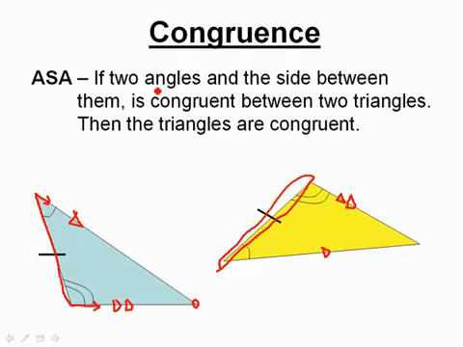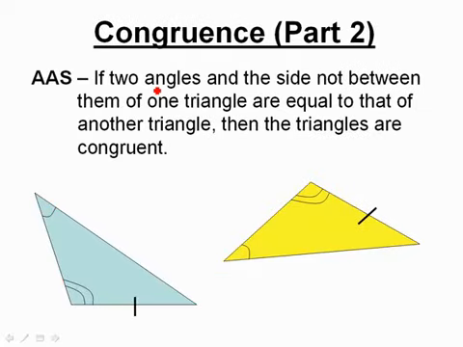Exactly. Congruence part 2. Angle, angle, side. If two angles and the side that's not contained between them of one triangle is equal to that of another triangle, then the triangles are congruent once again. You can use a similar argument to what we used before to show this, so I'm not going to bore you to death. But just remember that angle, angle, side also works, not just angle, side, angle.